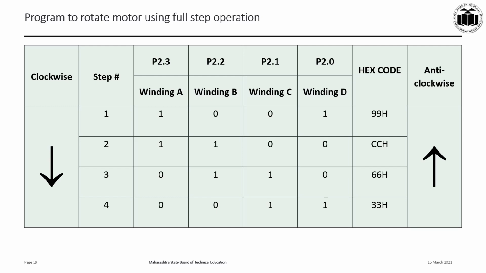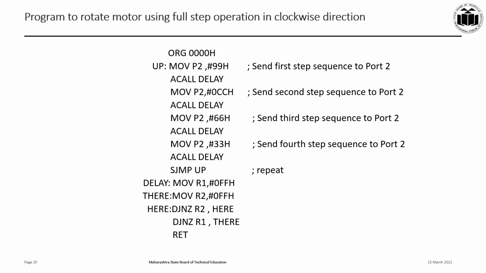Also, we need to understand that to rotate the motor in clockwise direction, steps should be followed from step number 1 to 4, and to rotate the motor in anti-clockwise direction, steps should be followed from step 4 to step 1. This is a program to rotate the stepper motor in clockwise direction. The logic is very simple. As we have seen in the previous slide, by using the full step sequence, there are 4 steps to be followed. So each step sequence needs to be sent to port 2 of 8051 with a delay in between.